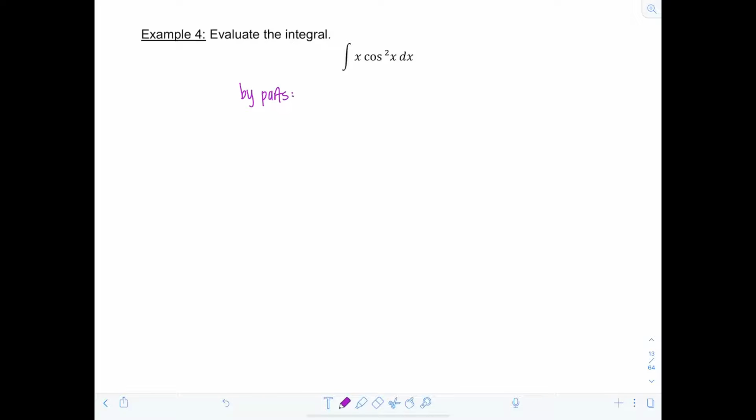All right, so to set up by parts, remember we pick one part of our integral to be u, the other part to be dv. So I'm going to let u equal x, and then dv is going to be cosine squared x dx. So that means du is dx, and then v is going to be whatever the antiderivative of cosine squared x dx is. And then we just went over those half angle identities to use. Do you remember it? It's going to be 1/2 times 1 plus cosine of 2x dx.